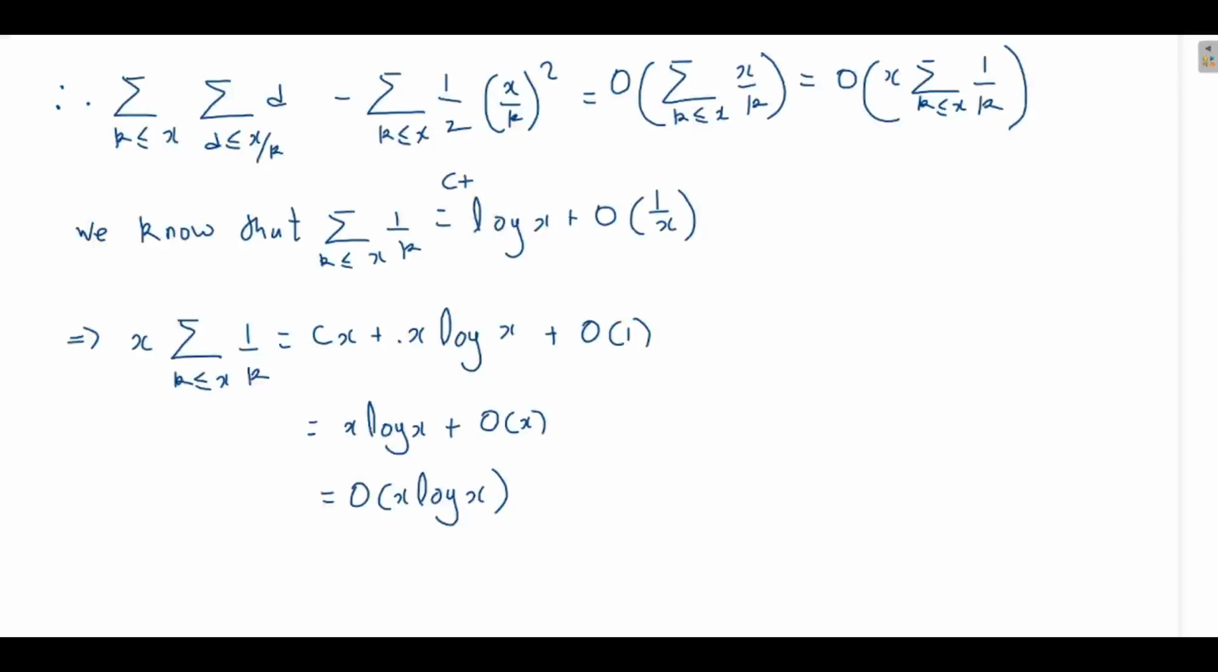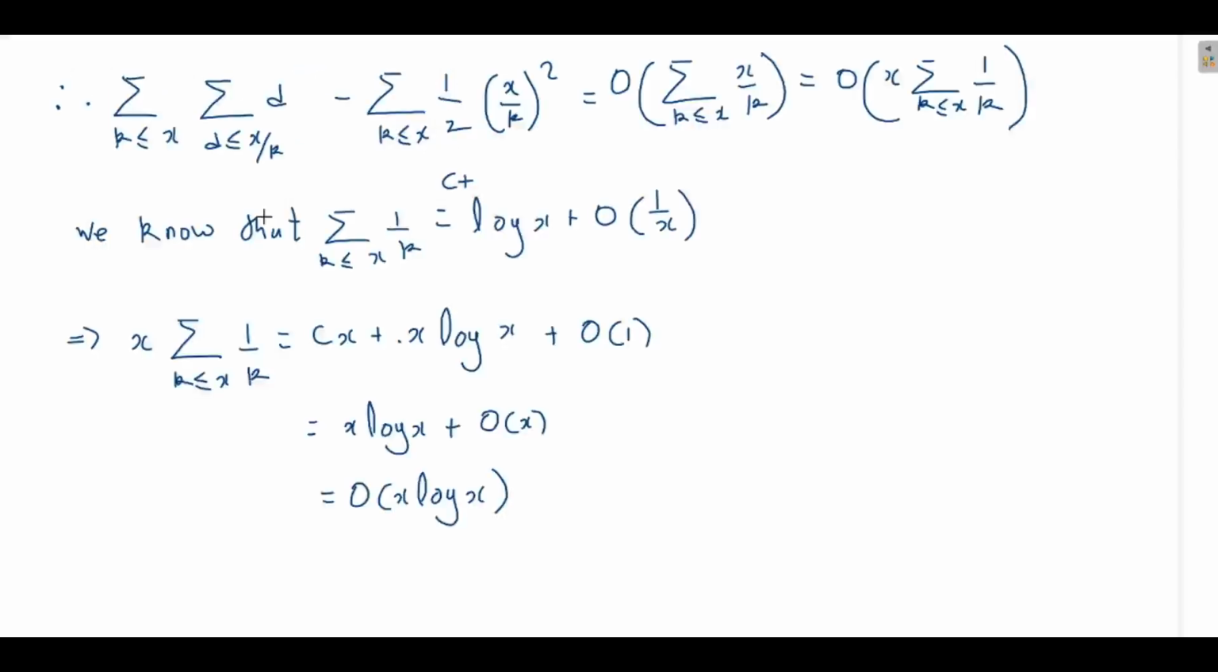So therefore, what we have here is summation n less than or equal to x, sigma 1 of x. Notice here what we have proved. This is going to be summation k less than or equal to x, summation d less than or equal to x by k, d. Now see what we have proved here.